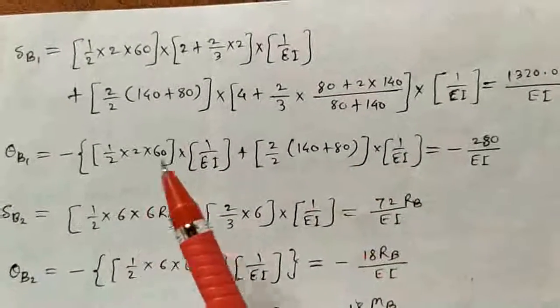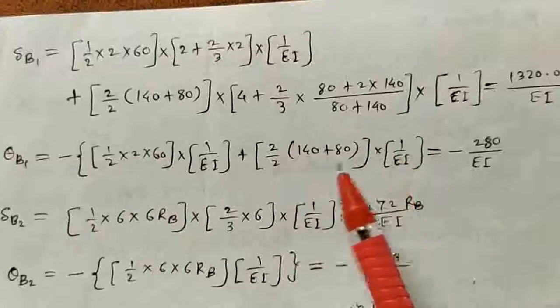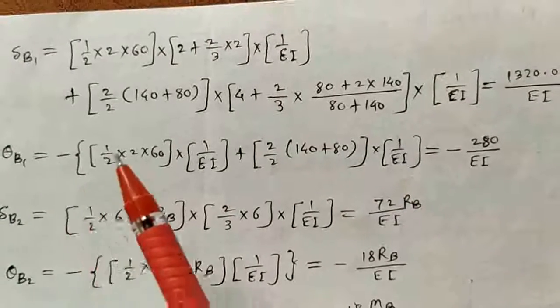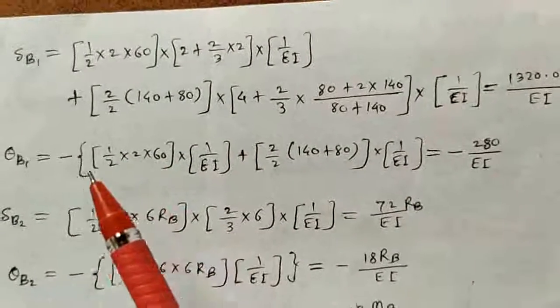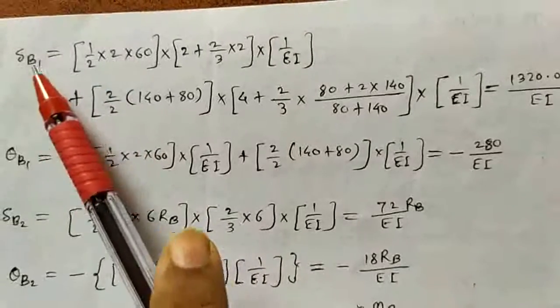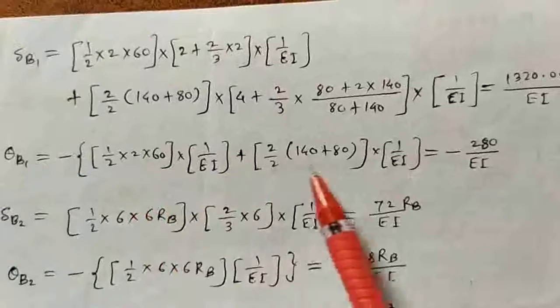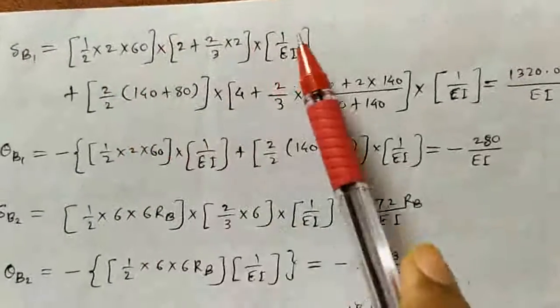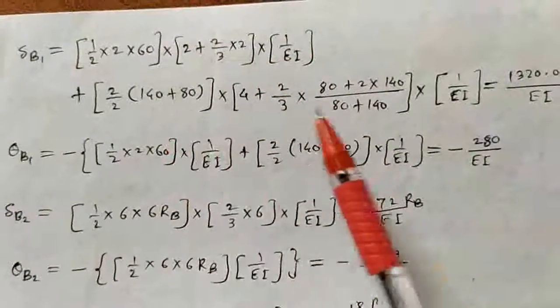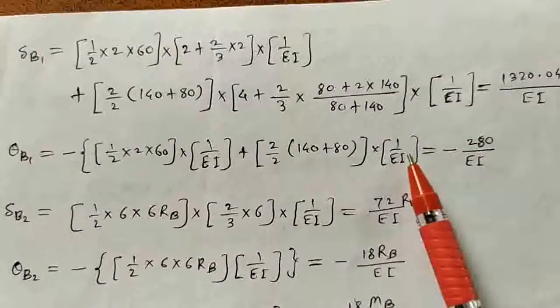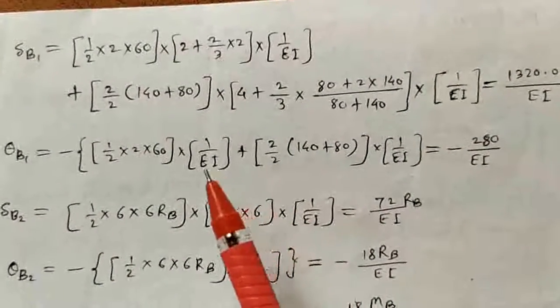So while writing down this theta, we are not required to go back to the diagram. Just from this write-up you can write theta B1 directly. You just have to write the first and last bracket. Okay, now come to the sign convention.